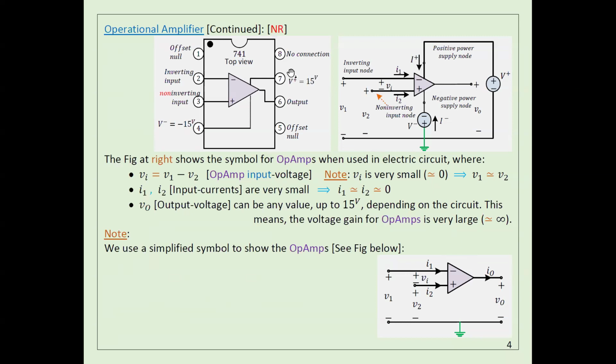As you see here, when I connect the bias, I have to make sure this one is positive and this one is negative. So if you have a voltage source, I'm going to connect it this way, so that this is zero, this is negative. This is zero, this is positive. This one has to be positive, this one has to be negative.